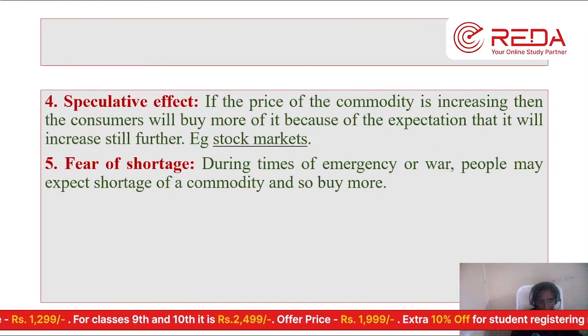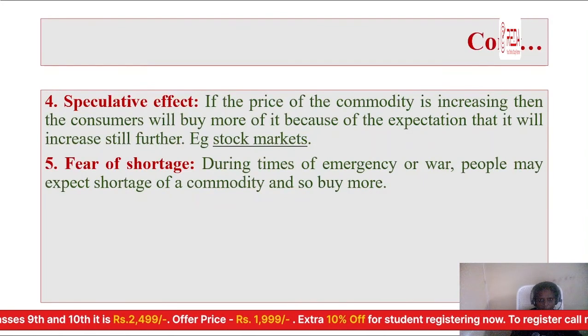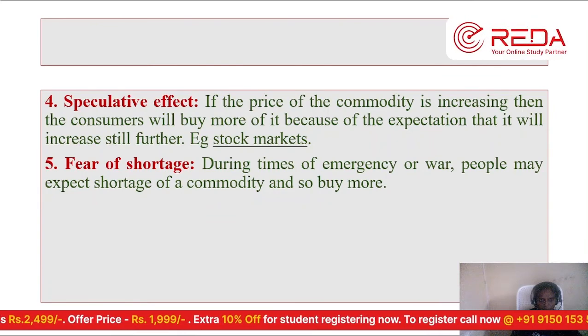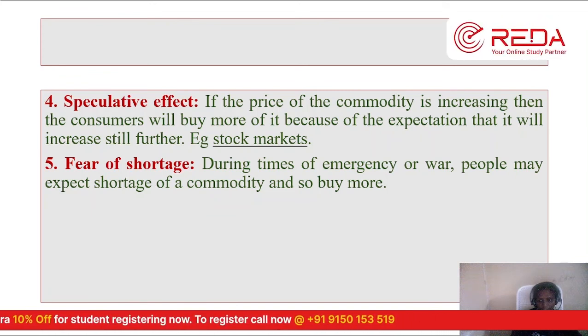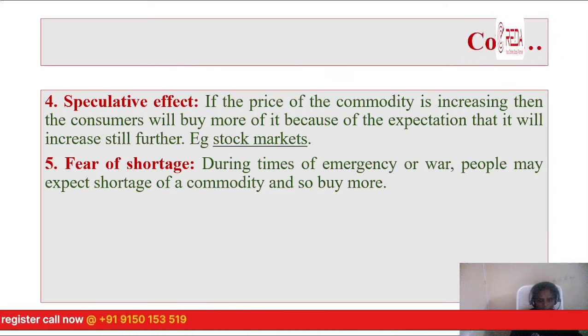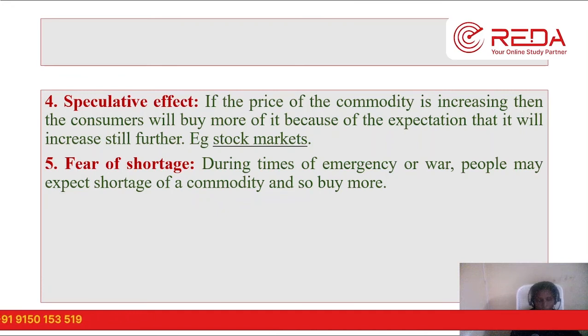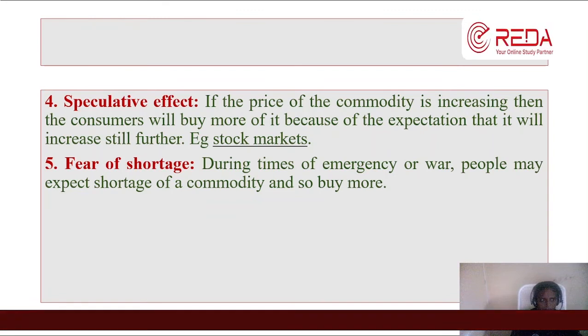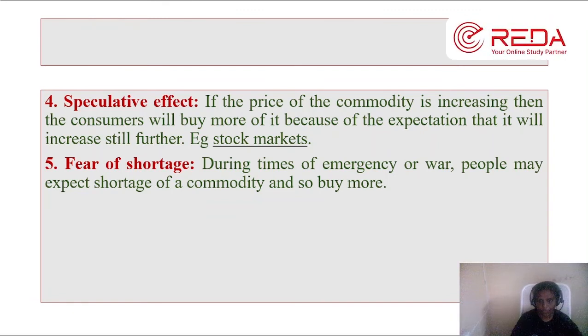The next is the speculative effect. If the price of the commodity is increasing, then the consumer will buy more of it because of the expectation that it will increase still further, like in stock markets. Sometimes when investing money in the stock market, consumers think they will buy more, because they will get a very good result. That we call the speculative motive, and that speculative motive will bring a speculative effect in the exceptional demand curve.